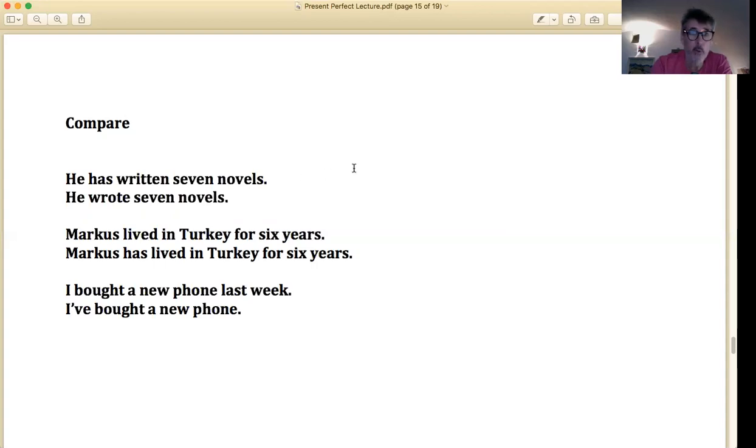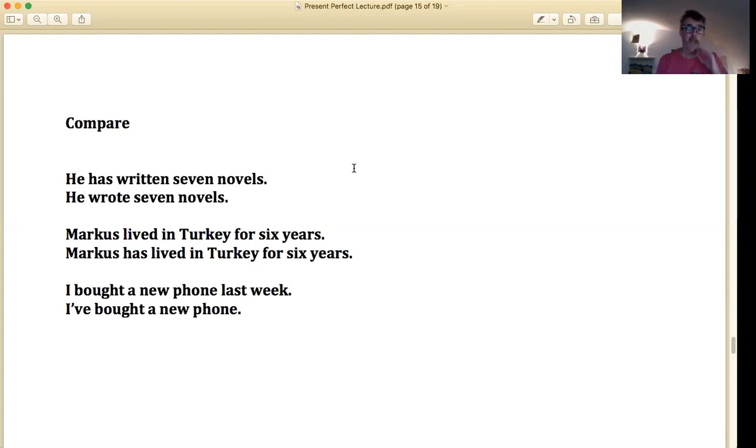And then we have, he wrote 7 novels. So what is the difference? He has written 7 novels and he wrote 7 novels. So what can we understand by those examples? When we say he has written 7 novels, we know that the writer is still alive, and in the past, over a period of time and years, they have written 7 novels, and it's possible that they will write more. Maybe their writing career is not finished, okay?